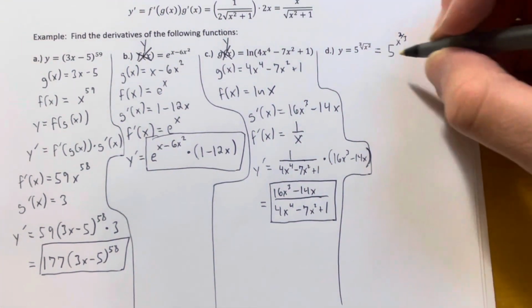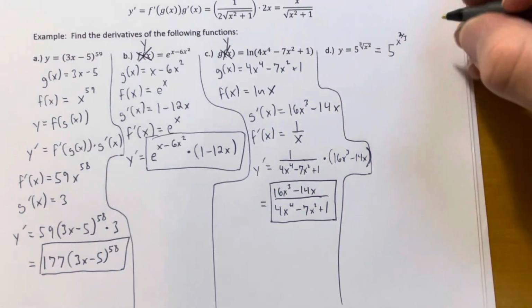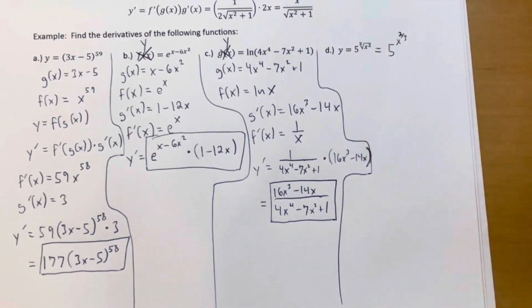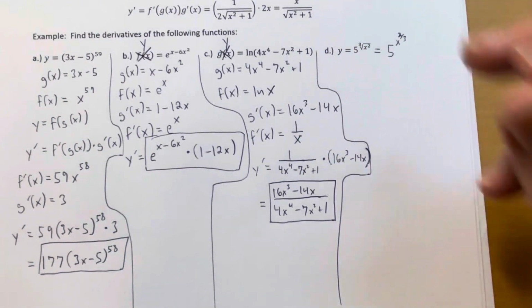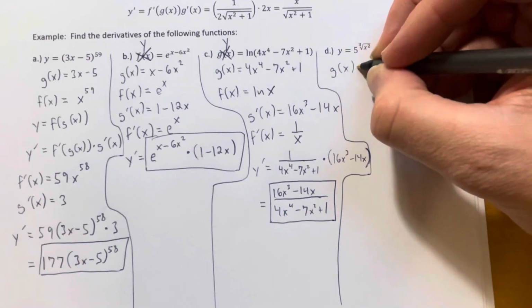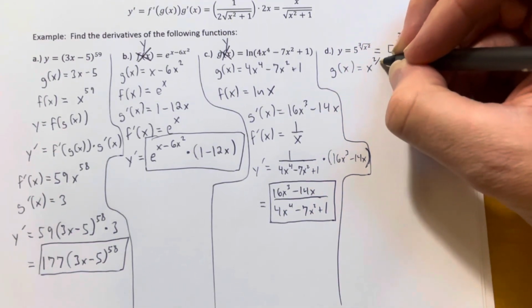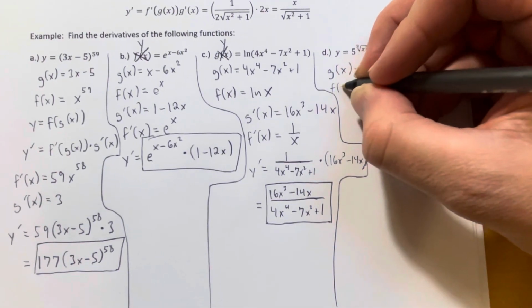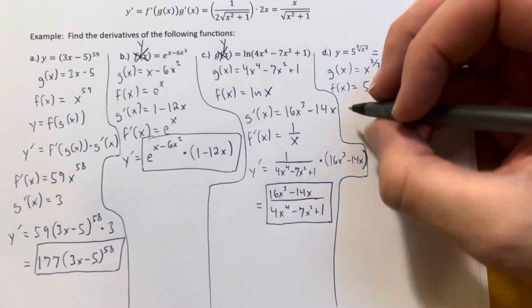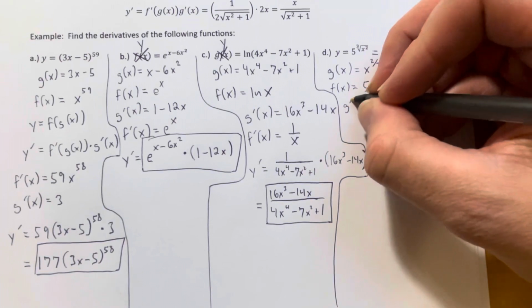So now I identify inside and outside. We said before that if you don't have a set of parentheses, if you're looking at an exponential function, treat the exponent like your inside function, which we're calling g. So I'm going to let g of x equal x to the 2/3, so that f of x is just 5 to the x. Now we find some derivatives.